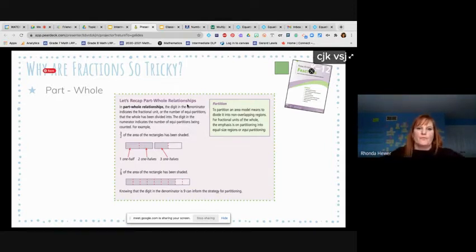So when we put a fraction in front of a child, one way we might think about that fraction is as a part to whole relationship, where the denominator is telling us how many pieces it takes to make a whole, and the numerator is telling us I have this many pieces.